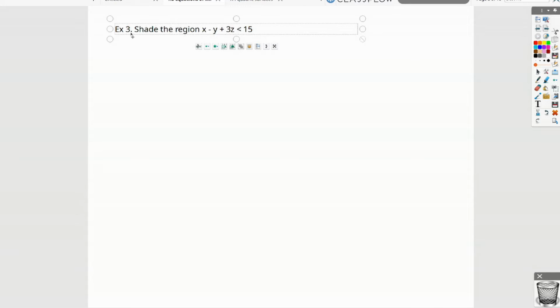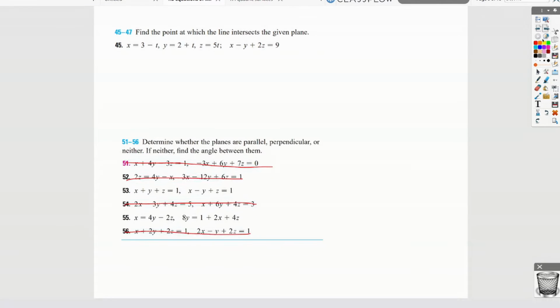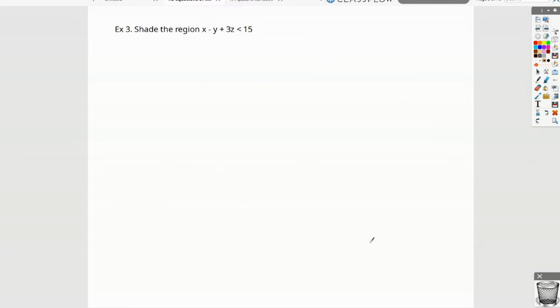Shade the region. This is example 3. Technically, because we already did an example, this should have been example 2, but I goofed up. Shade the region x minus y plus 3z is less than 15, right? So how are we going to graph this?